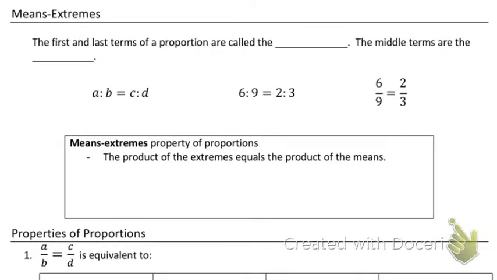All right, the first thing we're going to talk about is something called the means extremes. Well, it actually is a theorem, but we've already used this before. We've already used it, we just never called it the means extremes because we never dealt with proportions or ratios. So the first and last terms of a proportion are called the extremes. Extreme means like the most. You're the first, you're the last, you are the extreme. The middle terms are called the means.